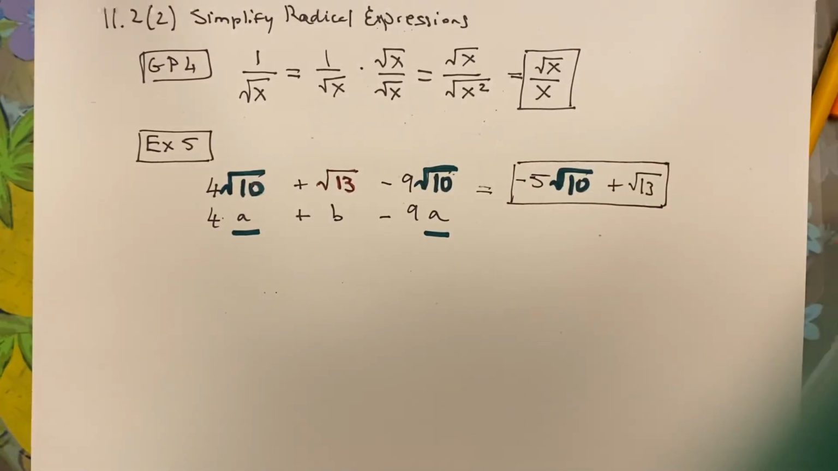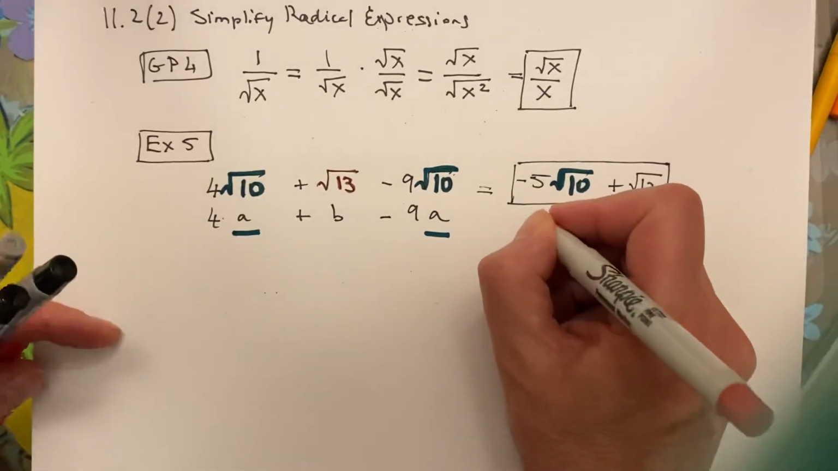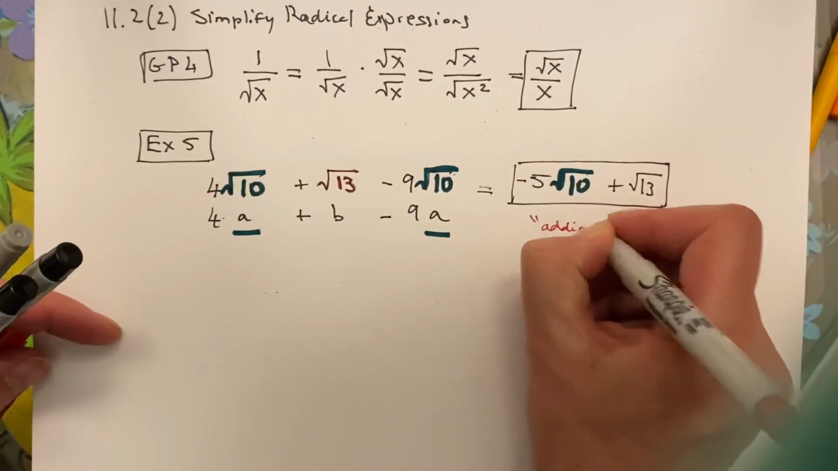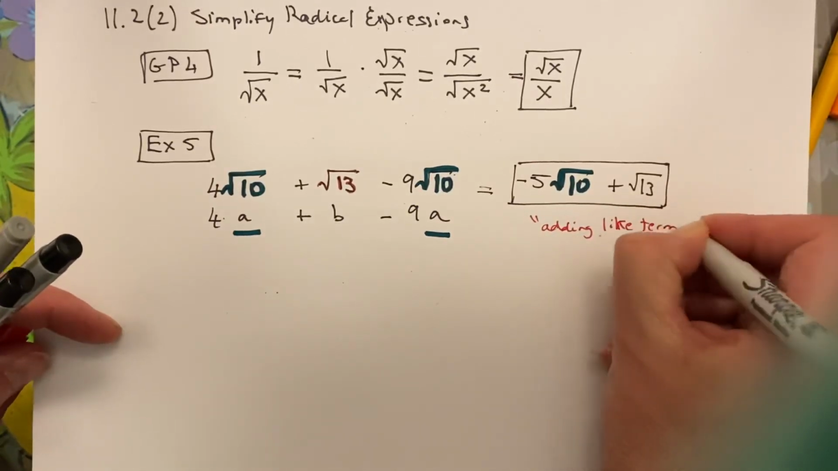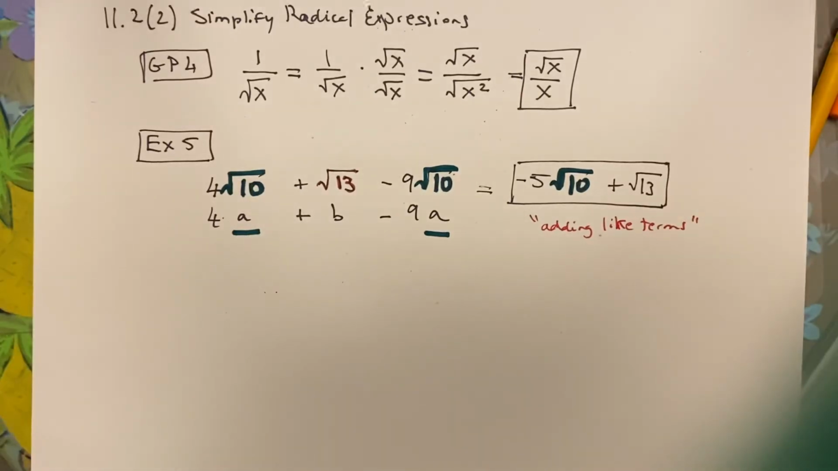So if you're adding and subtracting radicals, it's sort of like adding like terms, with the square root acting sort of like a like term or a variable. So let's look at part B.